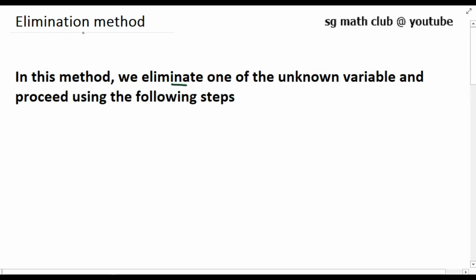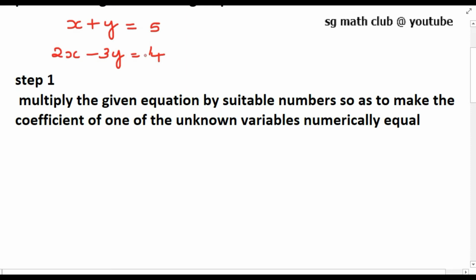Now let's take an example. We will solve this pair of linear equations: x plus y equal to 5, 2x minus 3y equal to 4. Now let's see how to solve this pair of linear equations step by step using the elimination method. The first step is to multiply the given equation by a suitable number so as to make the coefficient of one of the unknown variables numerically equal. So our equations are x plus y equal to 5 and 2x minus 3y equal to 4.